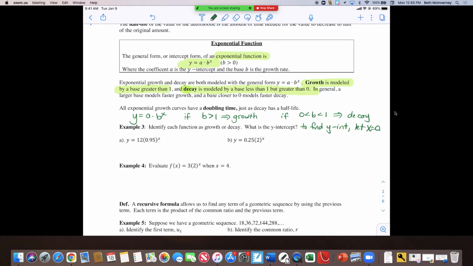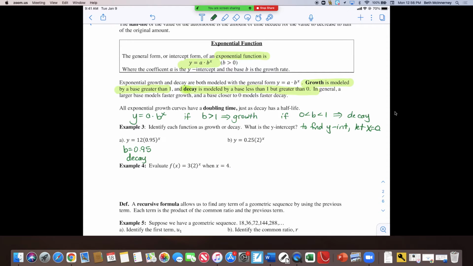Okay? So, in example 3, letter A, y equals 12 times 0.95 to the x. What is B in this problem? What number is the B? Good job. It's the 0.95. Now look at what we wrote down. Is B growth or decay then? It's decay. Good job. Because the B value is less than 1 and greater than 0.